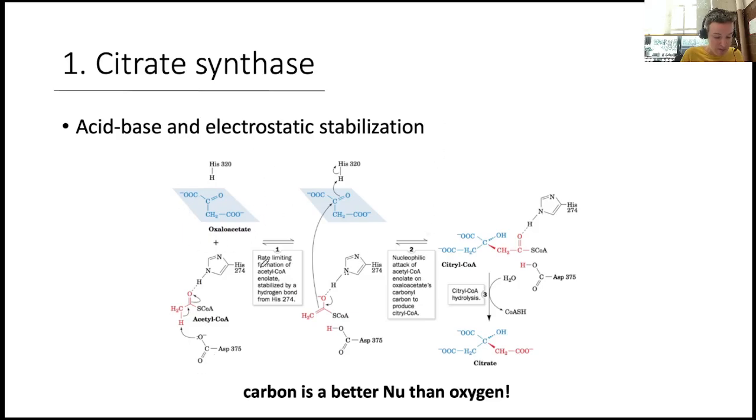So let's orient ourselves to the beginning here. We have one substrate, oxaloacetate, and our second substrate, acetyl-CoA, down here. Aspartate performs an acid-base reaction and is grabbing this proton from acetyl-CoA. So it's a base catalyst grabbing that proton. That leaves us with a negatively charged reactive intermediate, folks, that is stabilized by hydrogen bonding with this histidine in the active site.